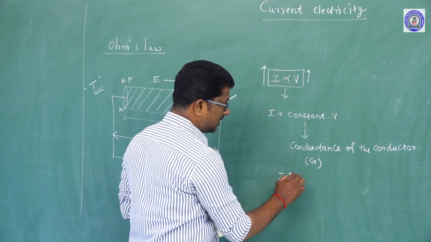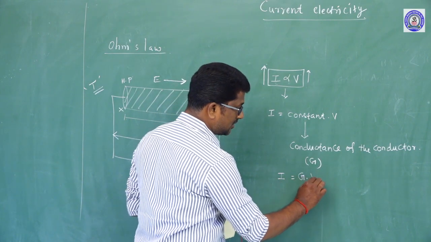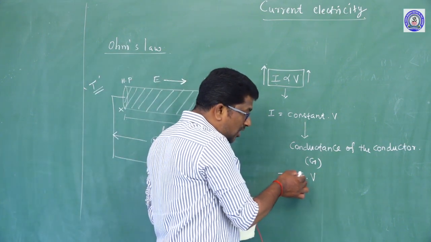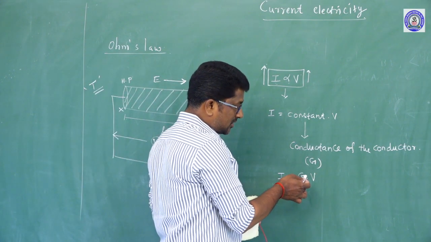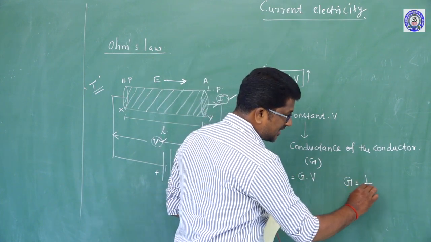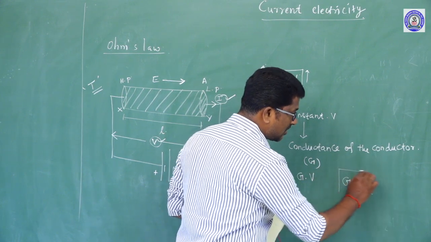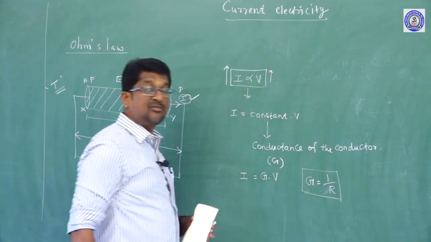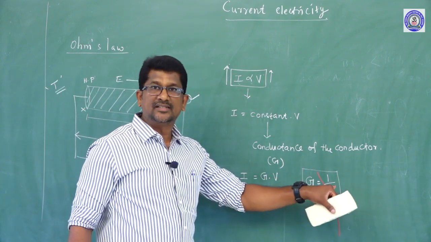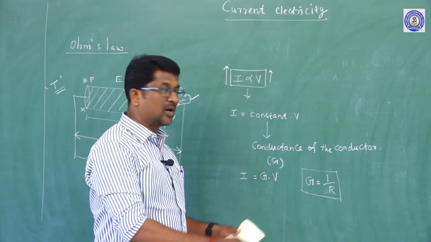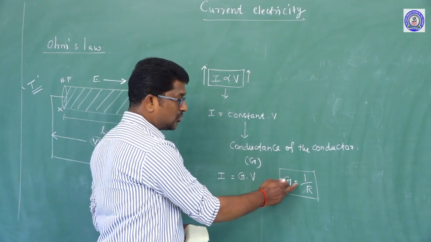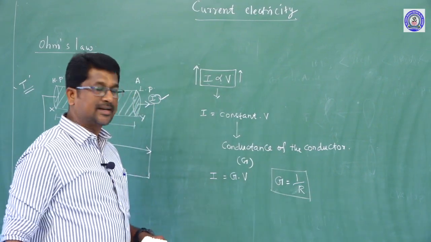Therefore, I is equal to G into V, right. The reciprocal of conductance is nothing but the reciprocal of resistance of the conductor. The reciprocal of resistance of the conductor is nothing but conductance. Later we will discuss what is resistance and what is conductance, right. But here the conductance of the conductor is equal to the reciprocal of resistance of the conductor.